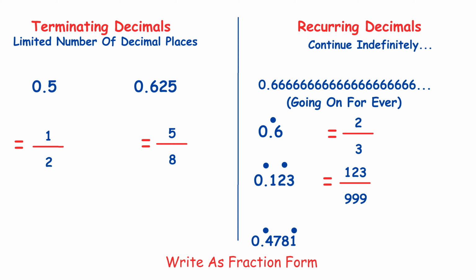An important thing to remember is that both terminating and recurring decimals are considered rational numbers, and that means we can also express them as fractions. For example, 0.5 is the same as 1 divided by 2, which we say as 1/2. 0.625 can be written as 5 divided by 8, or 5/8. If we take the recurring decimal 0.6 with a dot above the 6, that is equal to 2 divided by 3, which we say as 2/3. Similarly, 0.123 with a repeating pattern is the same as 123 divided by 999.